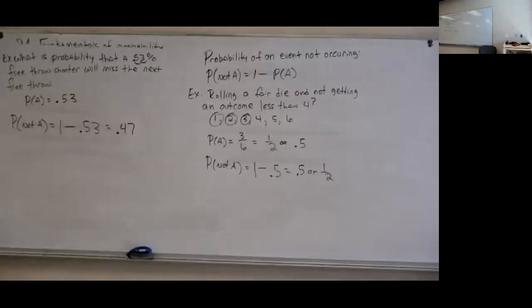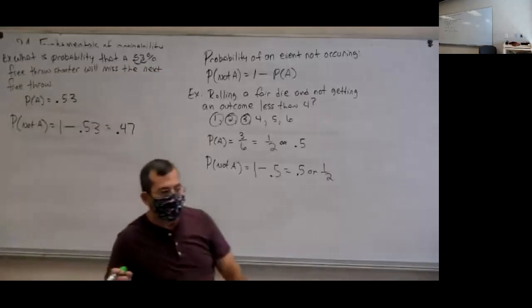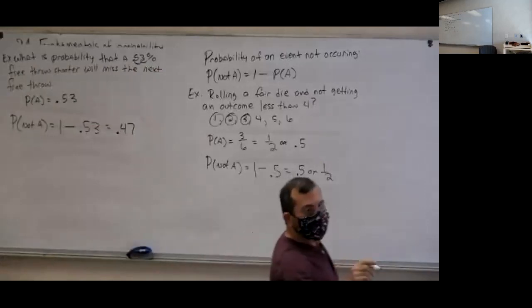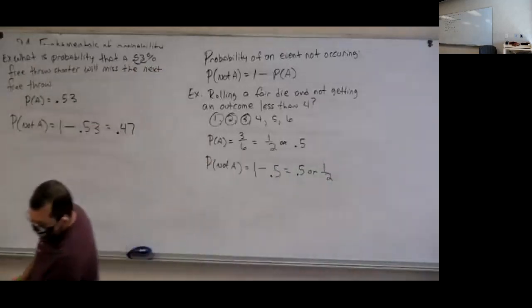Okay, why did I get wrong? Oh, so what's your free throw shooter? It's 42%? So then yours would be 1 minus 0.42, and what do you get? I thought 47, that's why. Okay, 0.58.